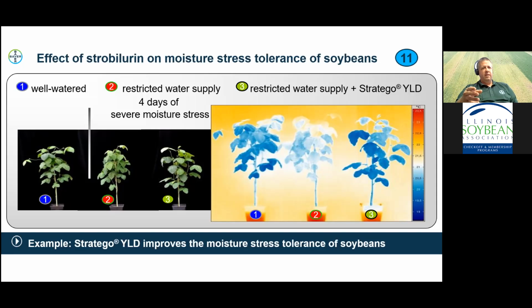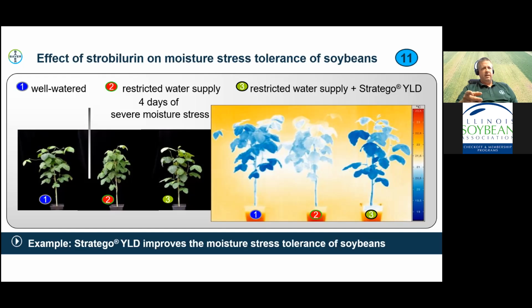You can see in the thermal image there that plant number 2, which does not have the fungicide application and is under water stress, is hotter, it's droopier, it's just not as healthy. And so if you're at reproductive time of that plant, you're going to see more pod abortion, you're going to see more problems, you're going to see less yield out of that plant.